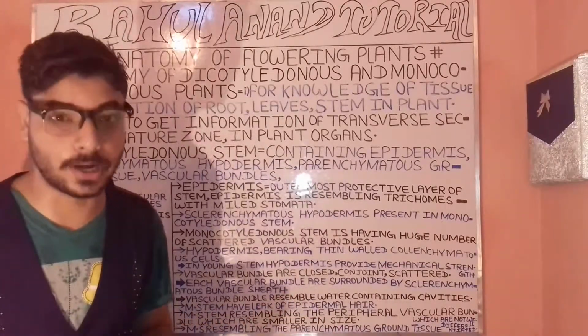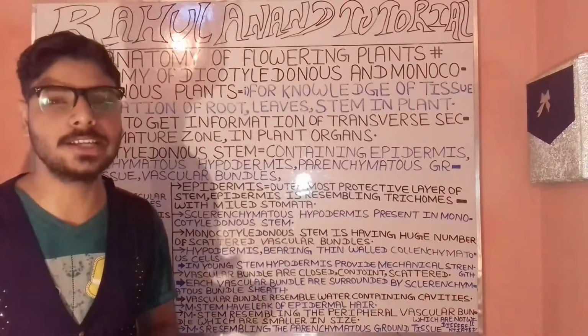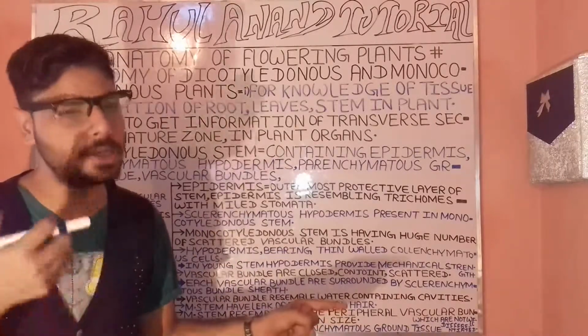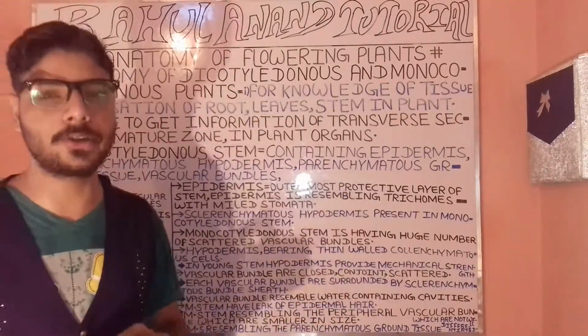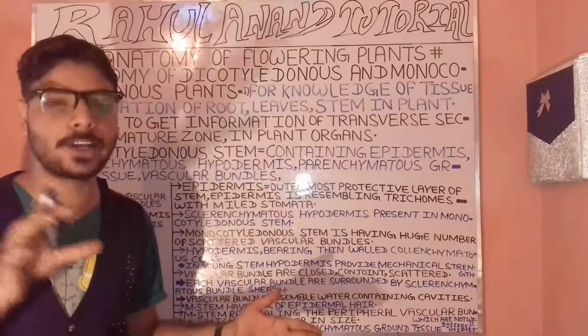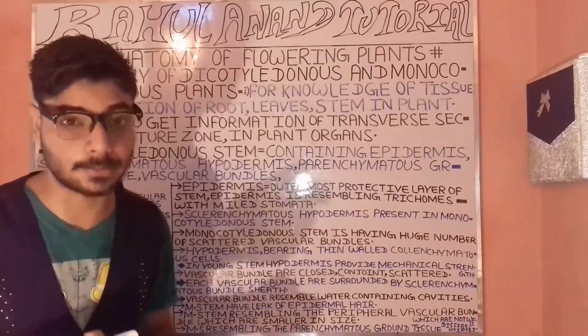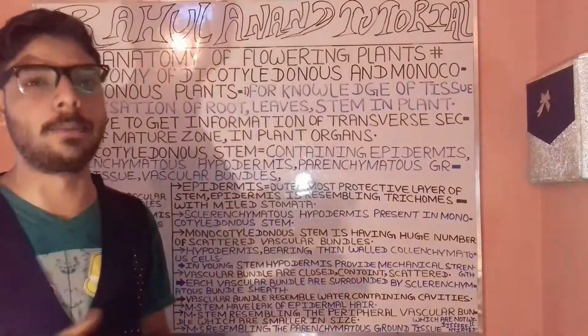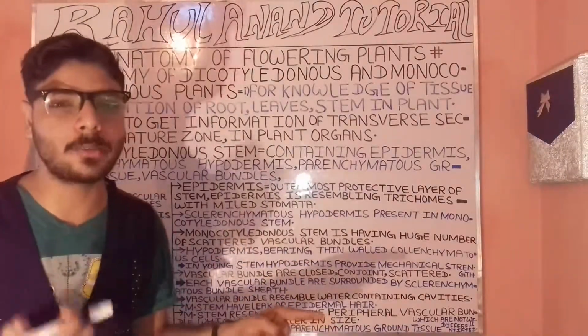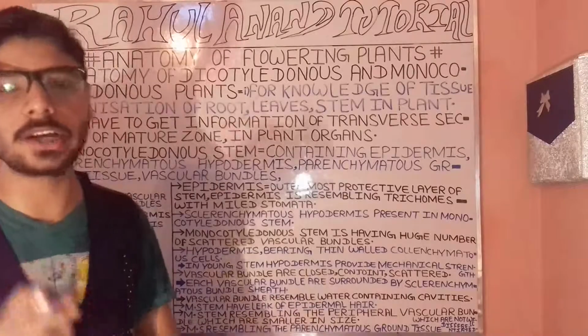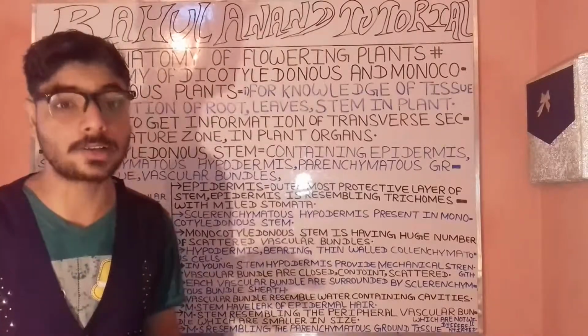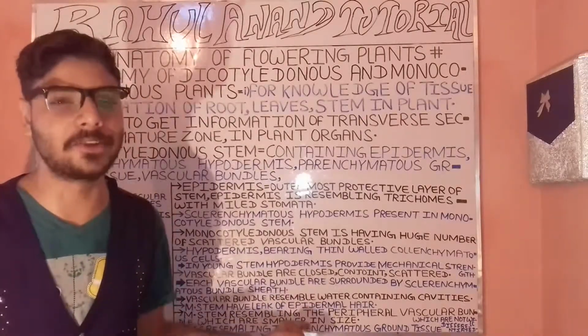Now, what is the parenchymatous tissue? Remember, these play an important role in carrying out processes such as photosynthesis. That is another role of the parenchymatous tissue: performing the photosynthesis process.